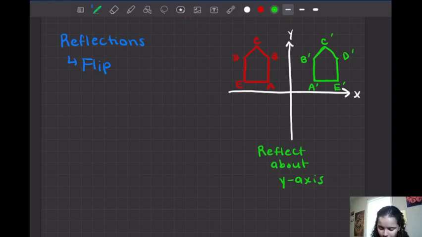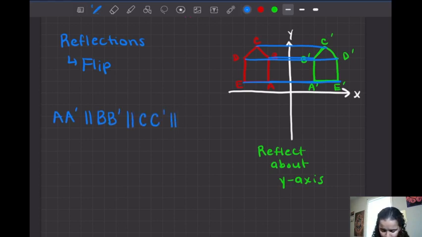Again, let's draw line segments connecting the pre-image point, which is the one without the little apostrophe, to the image point. So I'm going to connect A to A prime, B to B prime, C to C prime, D to D prime, and E to E prime, okay? Now notice all of these lines are parallel to each other. These segments are not going to touch each other, but there's a very special property for reflections that is not true of translations.